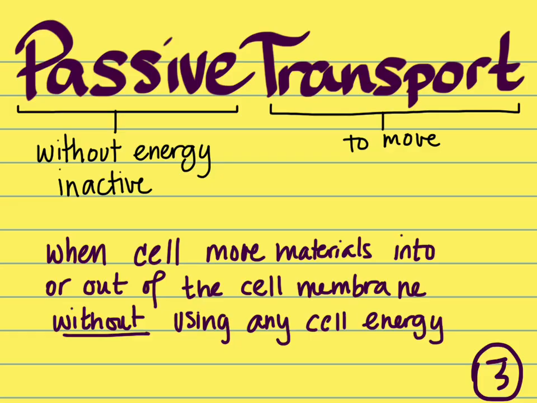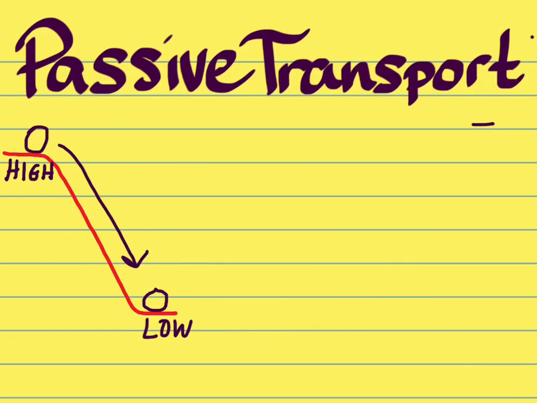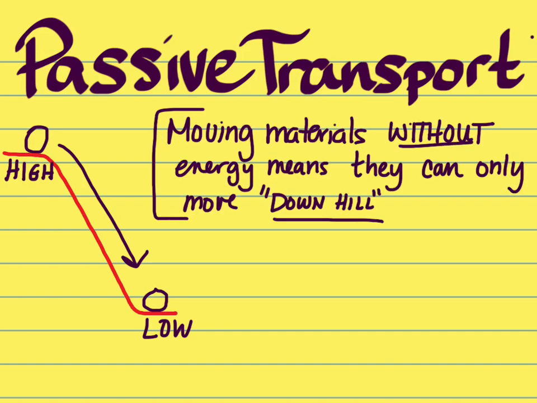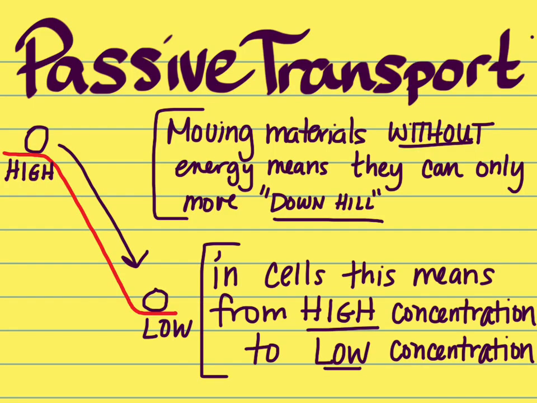Pretty easy. Now you might be able to imagine a hill like this with a rock sitting at the top of it. If you're holding that rock in place and you let go of it, what's it going to do all by itself without any added effort from you? It's going to roll right straight downhill. So moving materials without using any energy means they can only move downhill. In cells, what this means is that we can only move materials from high concentration to low concentration if we're not willing to cash in any energy.